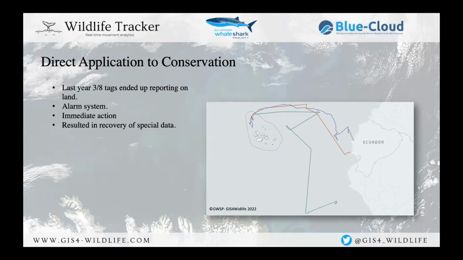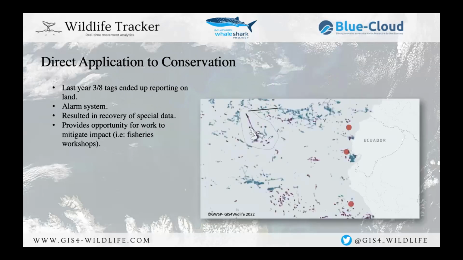The fact that we were able to find out exactly when it happened allowed us to have immediate action upon this, and we were able to recover 2 of the 3 tags that ended up on land, allowing us to look at spatial data of highest resolution that has never been seen before. This is also providing us with the opportunity to mitigate this impact. Now that we know that this is a major problem, we're developing workshops to work with the fisheries off of mainland Ecuador and mainland Peru.